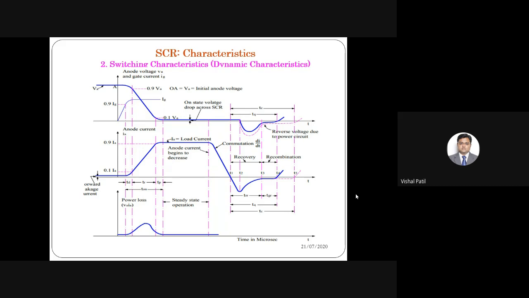Okay, and if the weightage is 8 marks or 6 marks, then 50% weightage is to draw these diagrams and to mention these parameters correctly on the diagram itself, on the waveform itself.